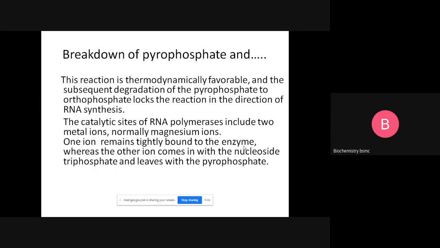And this is the breakdown of the pyrophosphate, which was released there. So this pyrophosphate is released here. Now it breaks down into 2 phosphate moieties, and this is thermodynamically favorable, and subsequent degradation of the pyrophosphate to orthophosphate locks the reaction in the direction of RNA synthesis. What does it mean? It means that if the pyrophosphate was not broken down into 2 phosphates, the whole reaction of phosphodiester bond formation would have become reversible. But the breakdown of the pyrophosphate makes the reaction irreversible, and the elongation goes on.